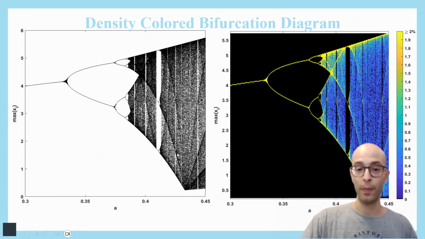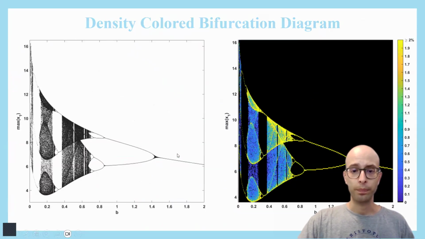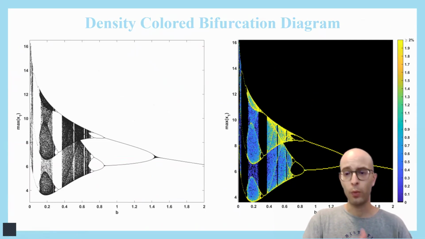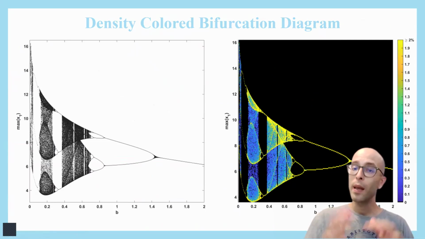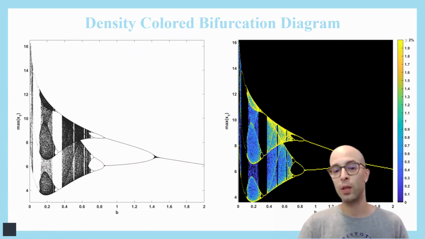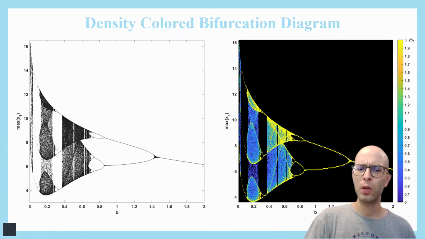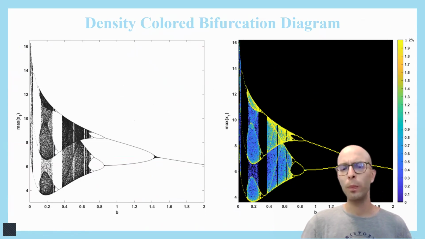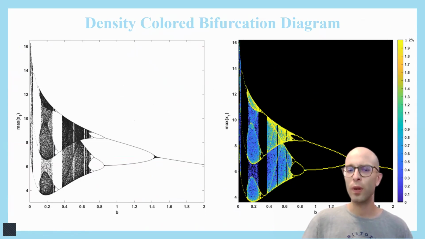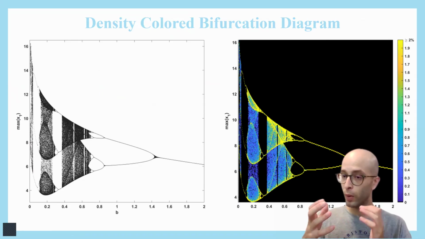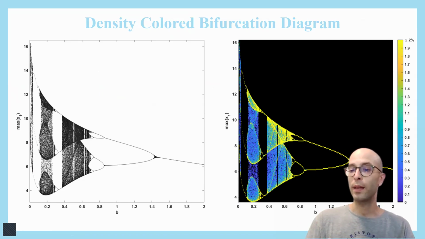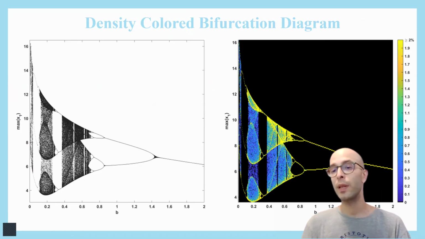So let me give you an example. Here, for example, I have another diagram for which I have computed also histograms. This is again for the Rossler chaotic system, but the previous diagram was with respect to A, this is with respect to B, and this is a bit more interesting, so let's focus on that. So you see the bifurcation diagram on the left, and here you see the bifurcation diagram with density color on the right. So what can we observe from this diagram?